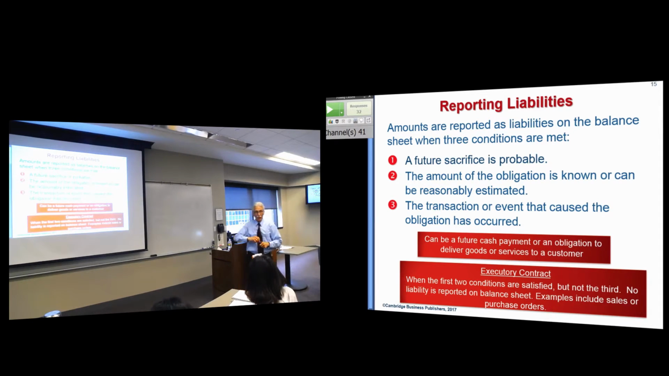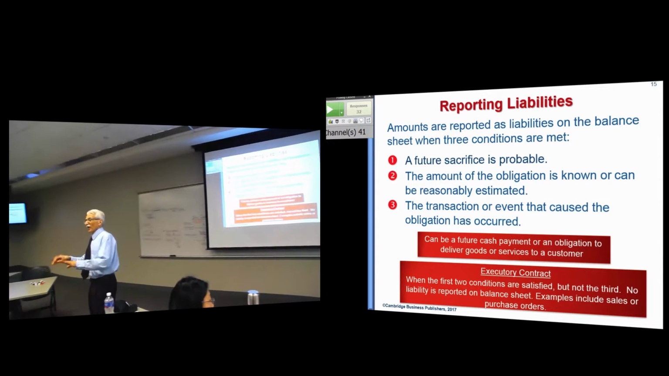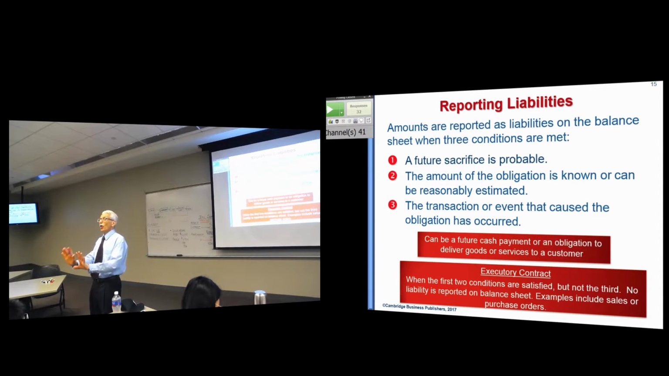Well, let's look at the definition. A future sacrifice is probable, right? Because there's no doubt I'm going to pay somebody, whether I take the inventory or not. I know the amount because I've already signed the contract, but has the event or transaction occurred on the date I signed it? I signed the contract. All I did is I engaged two people to develop this component part. That's all I did right now. And I promised to pay them whether I need it or not when they're finished.